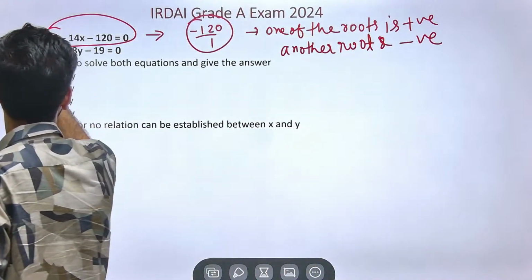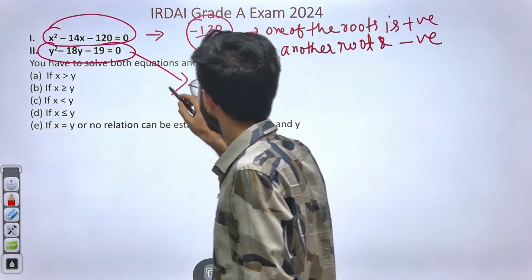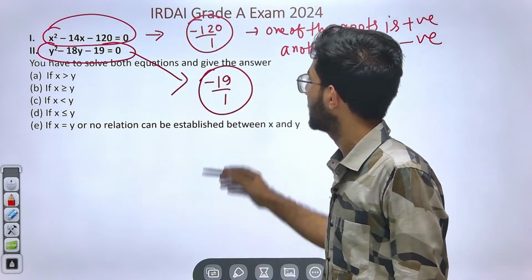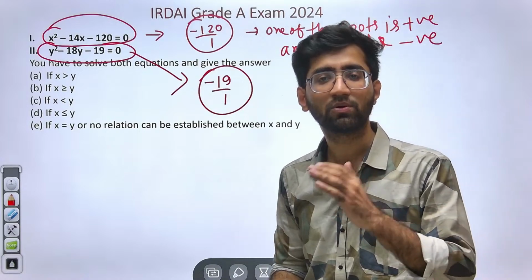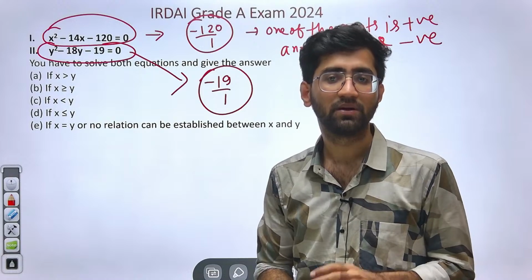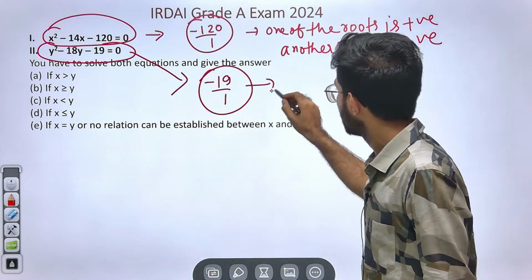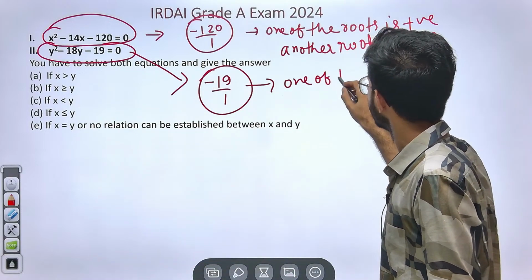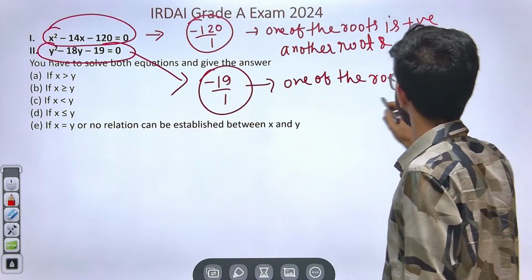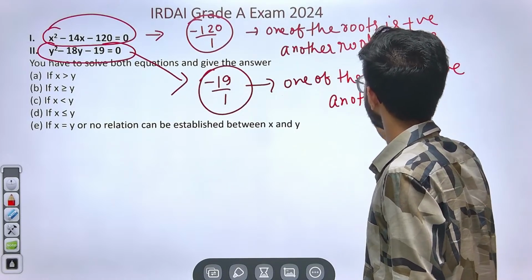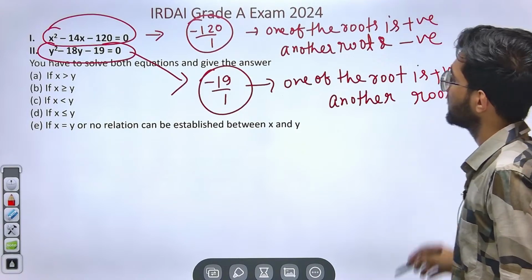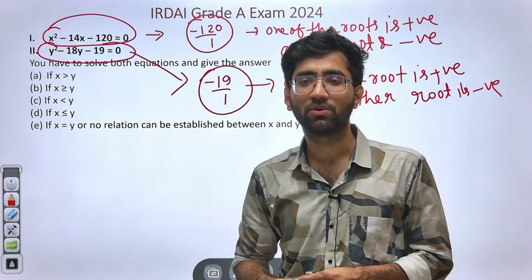Now if you look at the other quadratic equation, you can observe that the product of the roots is minus 19 by 1. So basically the product of the roots in this quadratic equation in y is negative. What does it mean? That one of the roots is positive and another root is negative. So basically you have been given two quadratic equations and both have one positive root and one negative root.